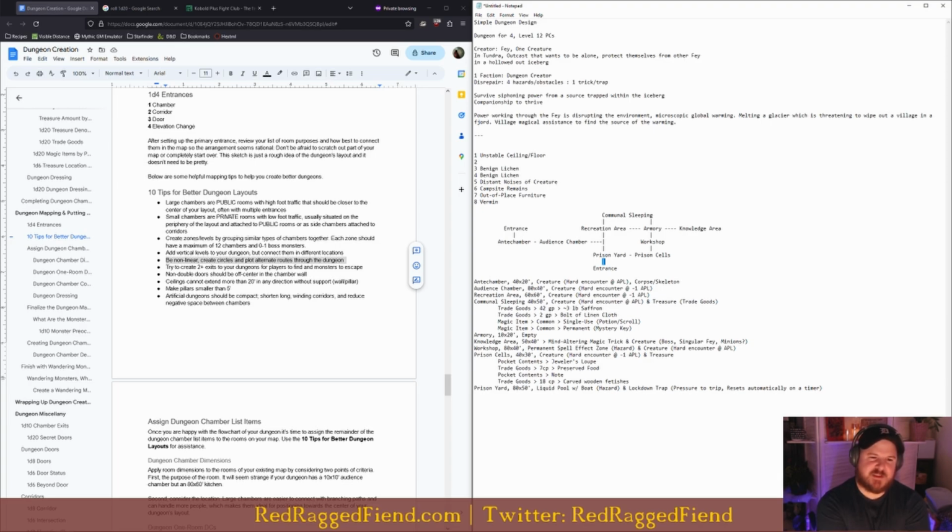I just put the thing on the wrong thing, didn't I? I sure did. I do not know what I'm doing. So I'm going to put that in the antechamber. Well, no, I take that back. I'm going to put it in the audience chamber. But this corpse and skeleton... Sorry, that's not supposed to be there. You're supposed to be down here. Duh.